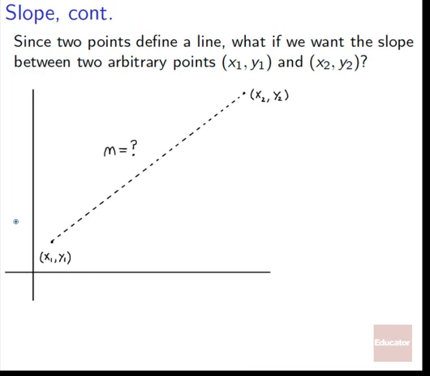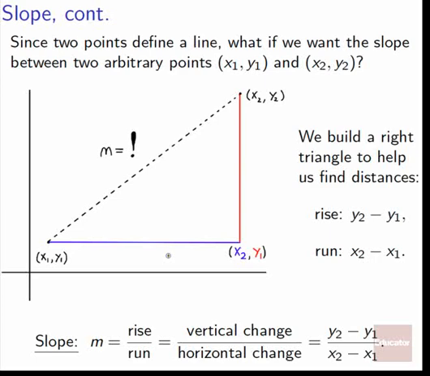So what if we want to find the slope between two arbitrary points, (x1, y1) and (x2, y2)? Well, we ask how much did I rise in that chunk, and compare it to how much did I run in that chunk. We figure out both of those, and we'll be able to get what our slope has to be. So we build a right triangle to help us find these distances.